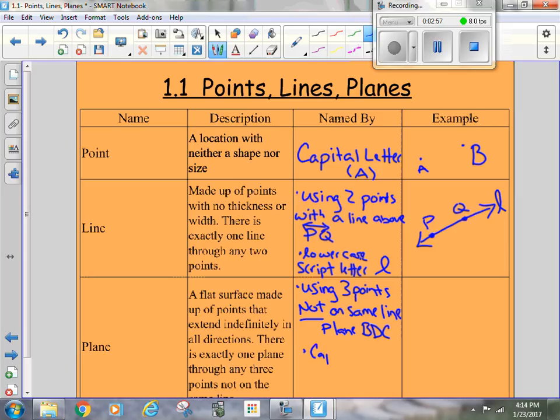So with a capital script letter. Say we had a cursive K. So a plane looks kind of like a sheet of paper, and we could have points B, D, or C on there, or we could label it as K.